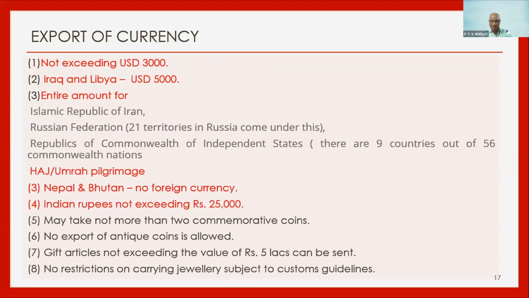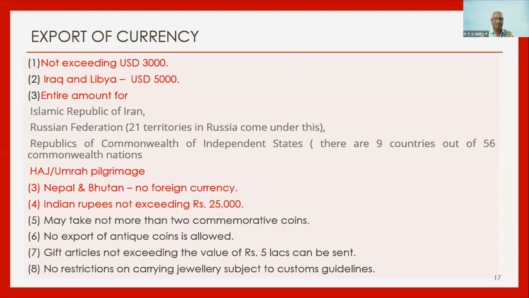When somebody is going outside the country, how much can he take? Then I said 3,000, 5,000, then Islamic Republic of Iran, Russian Federation, all those things, entire amount. If somebody is going on Hajj or Umrah pilgrimage, then the Hajj committee will specify the amount permitted for an individual to take. Let's suppose the committee says $50,000. Entire $50,000 can be taken in foreign currency. Nepal and Bhutan, no foreign currency. Indian rupees also not exceeding 25,000.